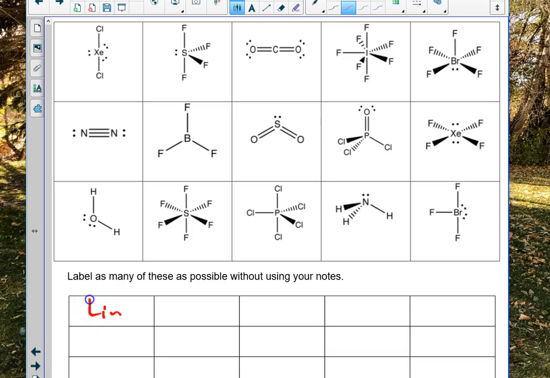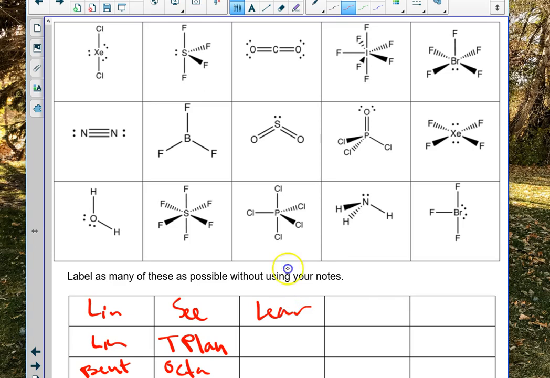So linear, we all right with that? Linear, bent. Anyone have the first column perfect? Raise your hands. Okay. This is the weird one that's sideways, but if it wasn't sideways, it'd look like a what? All right. Seesaw. This one we've done 10 times. It would be trigonal planar. All right. What's this one? Octahedral. All right. What do we call this one? Linear.